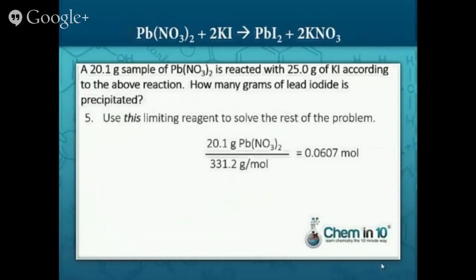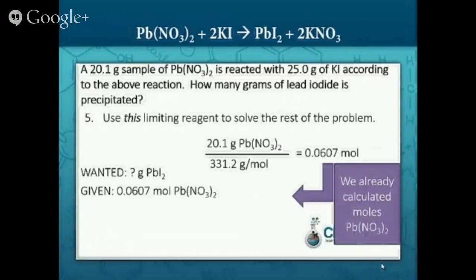So we're going to use this limiting reagent to solve the rest of the problem. So we want the number of grams of lead iodide given 0.0607 moles of lead-2 nitrate. The problem said 20.1 grams of lead-2 nitrate, but we just converted that to moles, so why not stay ahead of the game and not redo that part of the problem?